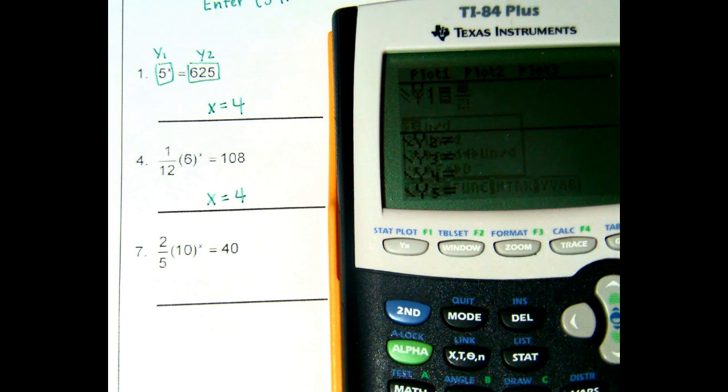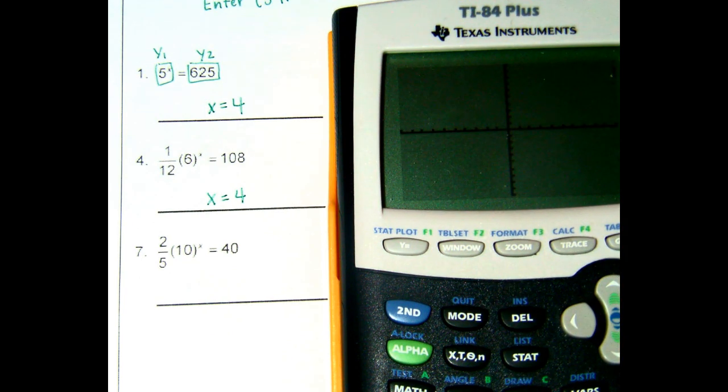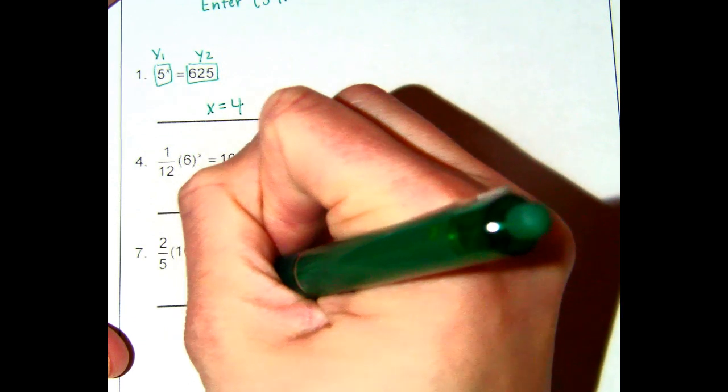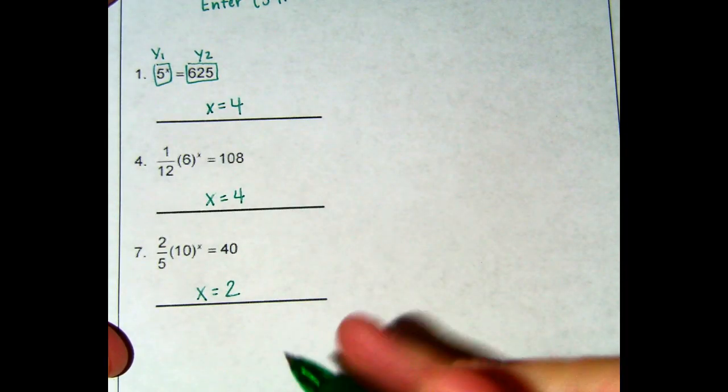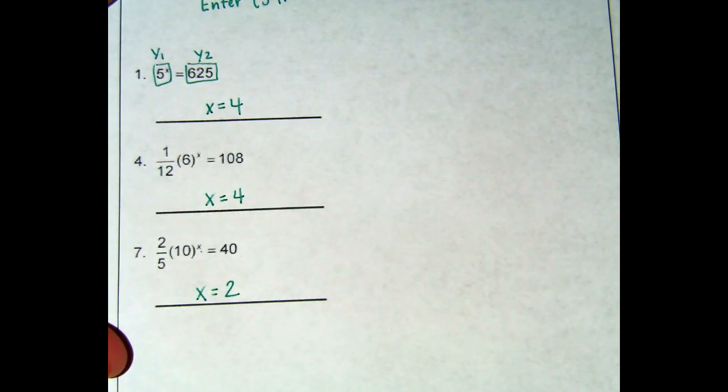Alpha y equals, enter, 2 fifths, parentheses, 10 to the x power, over, and then I've got 40. Second, trace, 5. Wait. One, 2, 3 times. X equals 2. To check them, you can plug into right here and make sure you get 40. You can also look at them and see what number you think you're going to need.